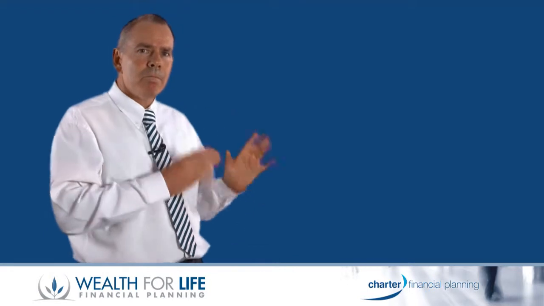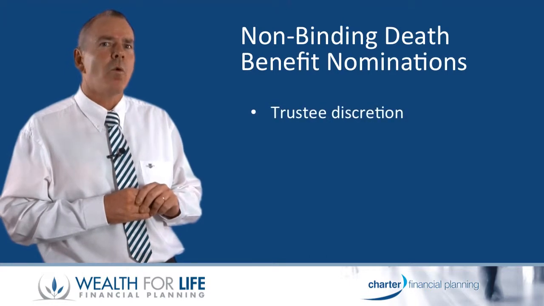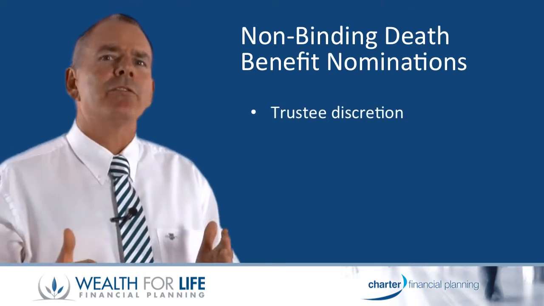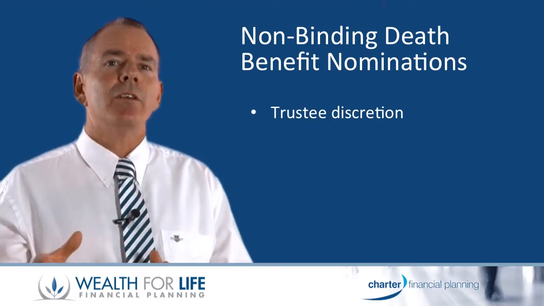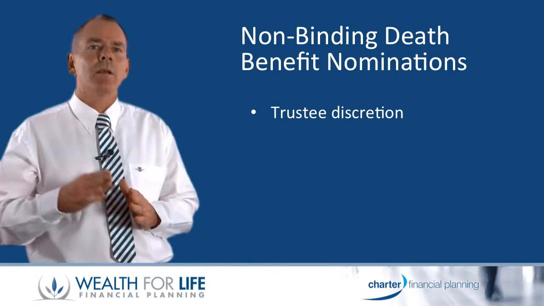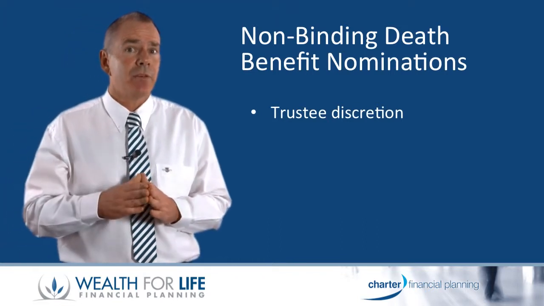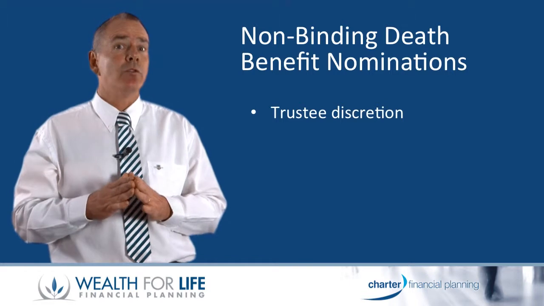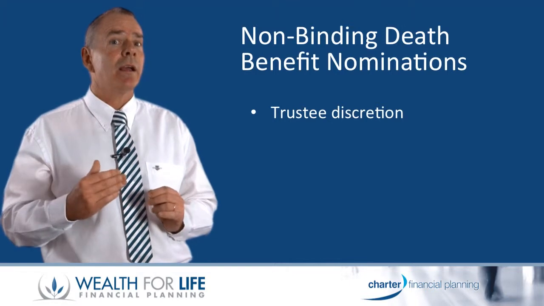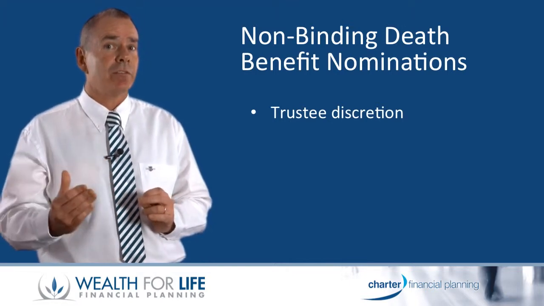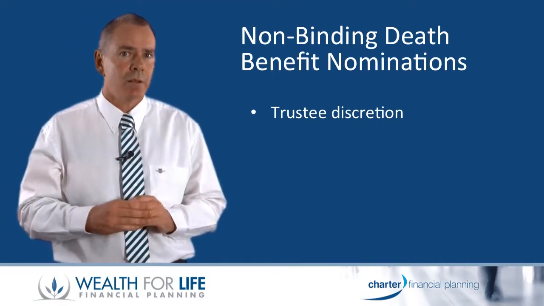Let's have a look at non-binding death nominations. These are also known as discretionary or preferred nominations. This method allows the trustee the discretion to pay superannuation death benefits to dependents nominated by the member. The trustee could override a non-binding nomination. For example, if another dependent of the deceased who has not been nominated to receive any benefits can demonstrate an equal or greater expectation of support from the deceased member, the trustee may decide to pay some of the superannuation benefits to that dependent.